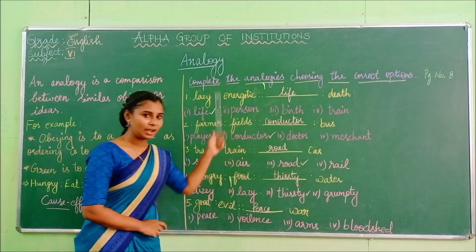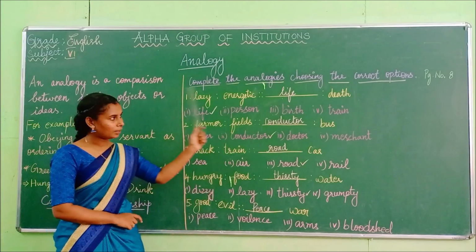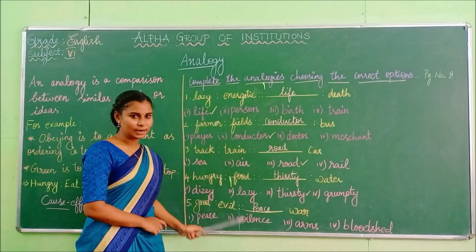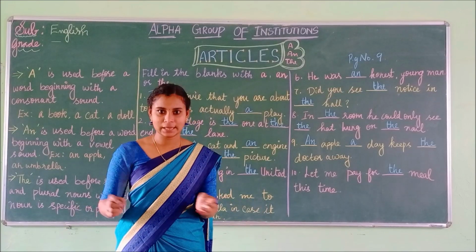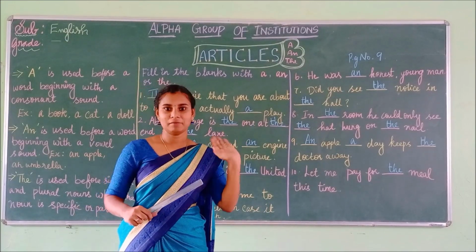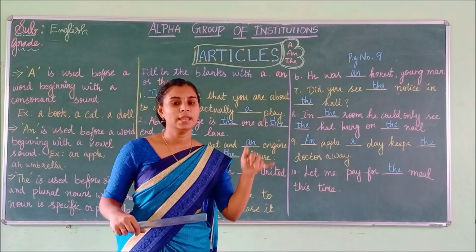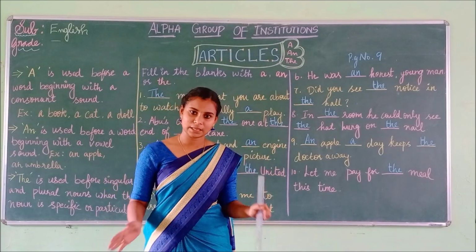Okay children, what you have to do is take page number 8 in your English textbook and fill in these answers. Okay, so now we are going to see articles. So far we have learned analogy and types of analogy, and we have also covered the exercise under it. Now we are going to see articles.